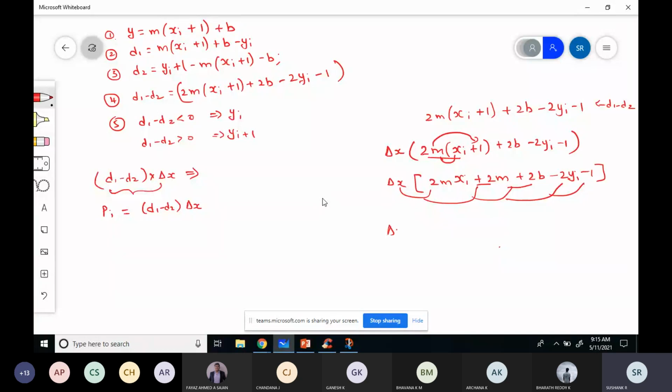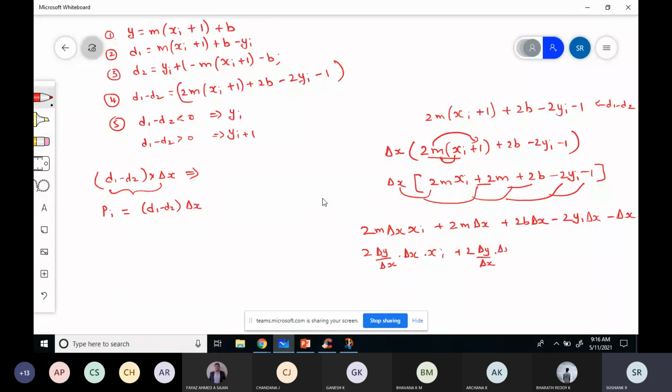So what will be that? Delta x is 2m delta x xi, first factor is done. 2m delta x plus 2b delta x minus 2 yi delta x minus delta x. So after this, I'll replace m with delta y by delta x: 2 into delta y by delta x xi plus 2 into delta y by delta x.